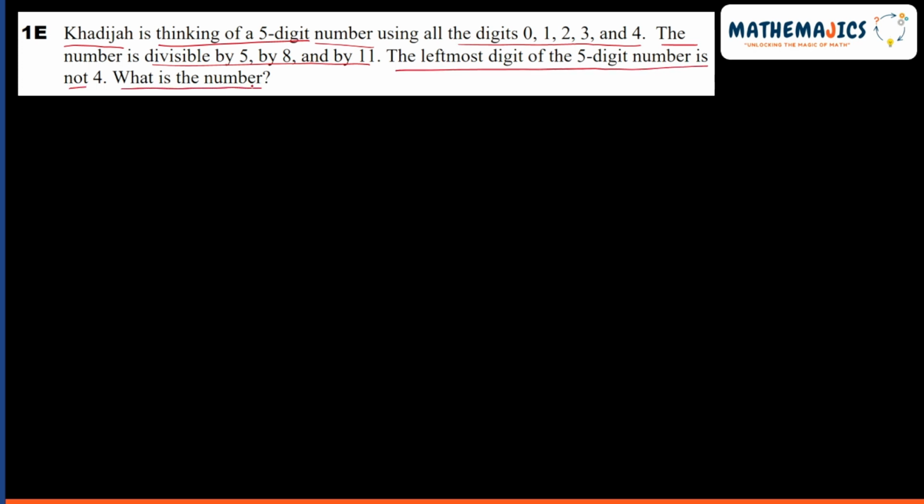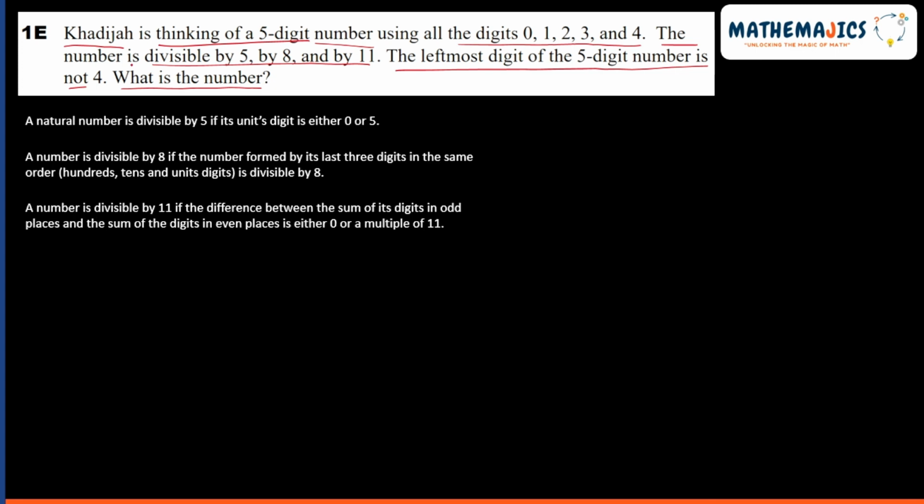What is the number? Let's find out this 5-digit number in which the leftmost digit is not 4 and the number is divisible by 5, 8 and 11. For this, we'll be using the divisibility rules of 5, 8 and 11. Let's see what the divisibility rules are. First, the divisibility rule of 5: a natural number is divisible by 5 if its unit digit is either 0 or 5.